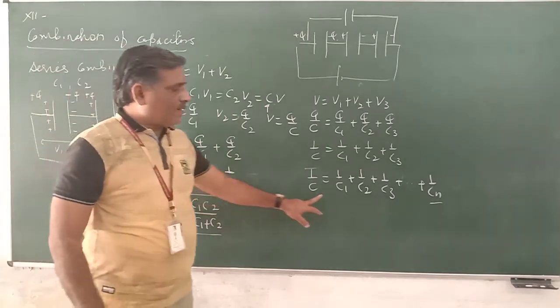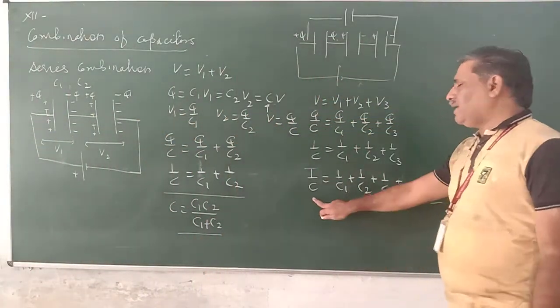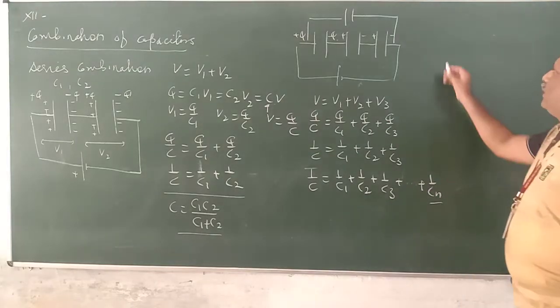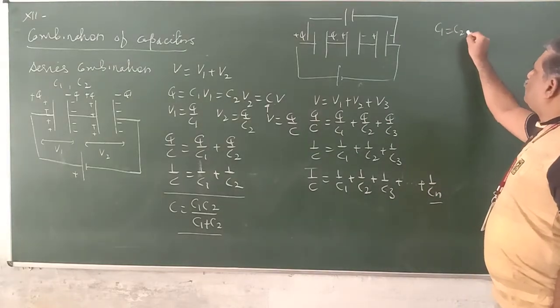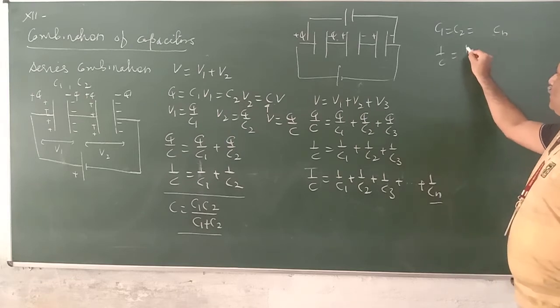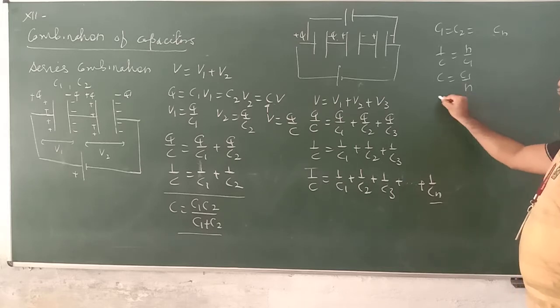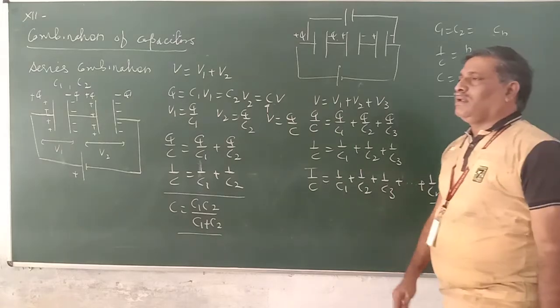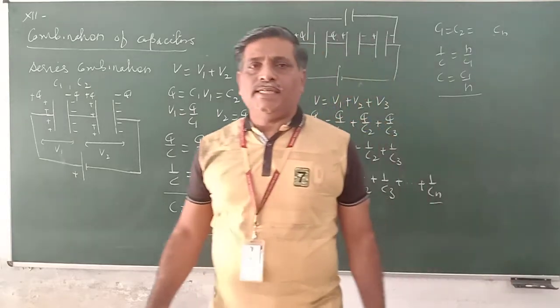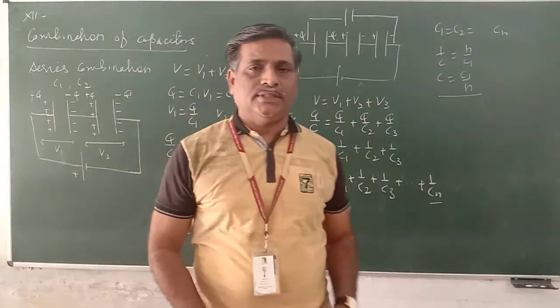Whenever n capacitors are connected in series, their equivalent becomes this. If C1 = C2 = Cn, then 1/C = n/C1, or C = C1/n. When they are connected in series, the equivalent capacitance reduces.